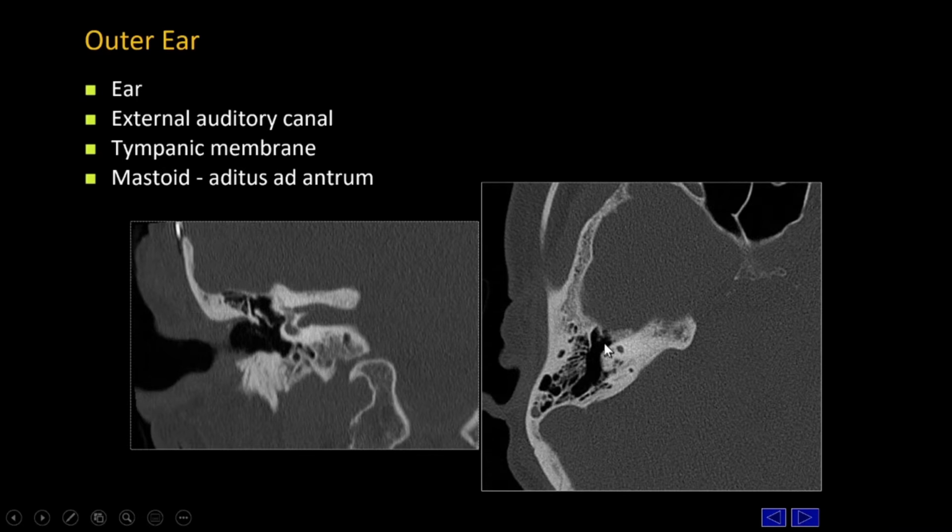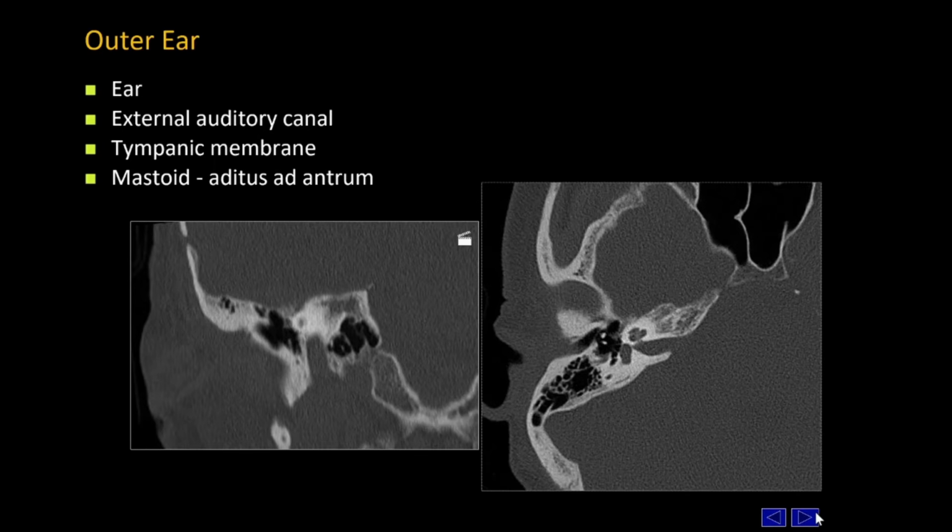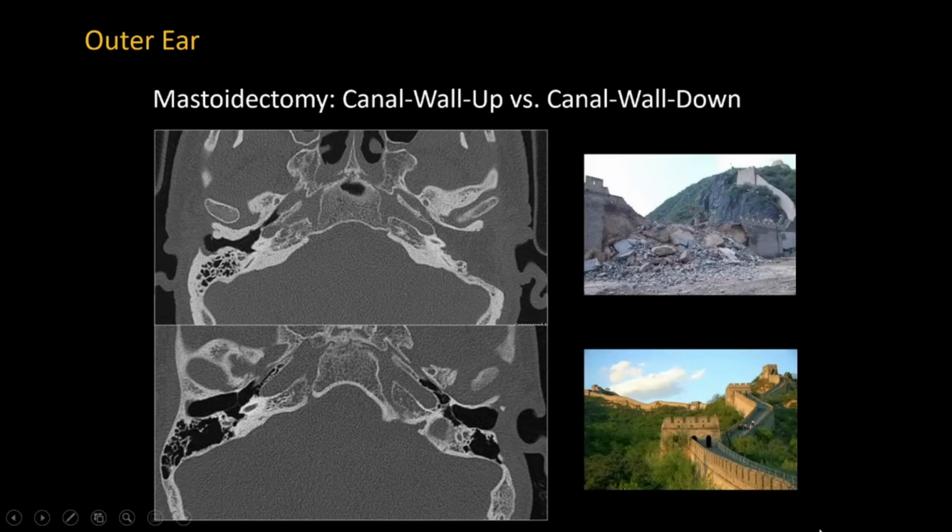So this is literally the passage to mastoid entrance, aditus ad antrum. Make sure that's well aerated. So that's kind of roughly the outer ear part.